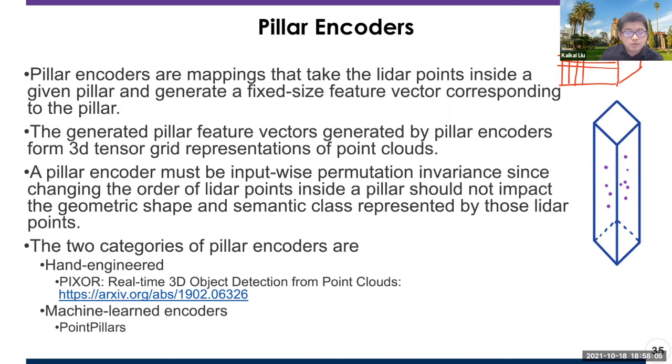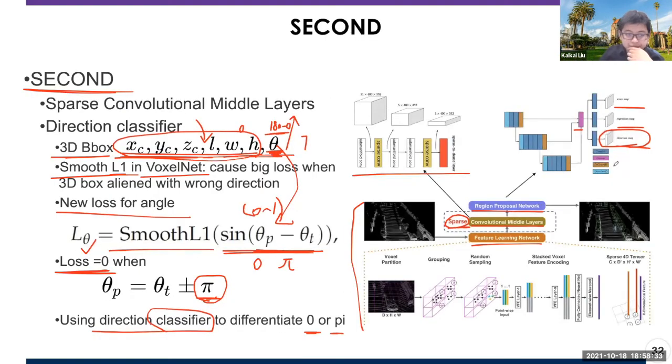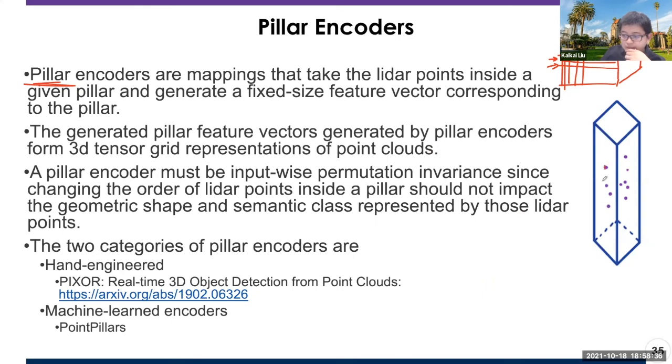So one simplified version is, in the vertical direction, instead of using multiple voxel cells, only using one voxel cell. This kind of voxel cell is called a pillar. That means vertically, there's only one cell, and that makes things simple. But how can you learn the features of the points inside this pillar?